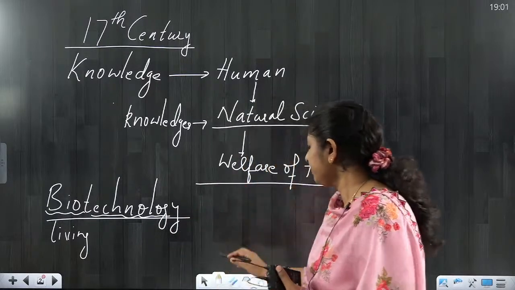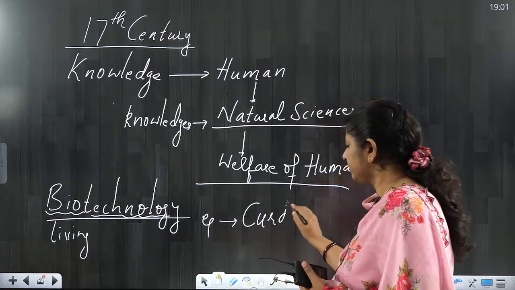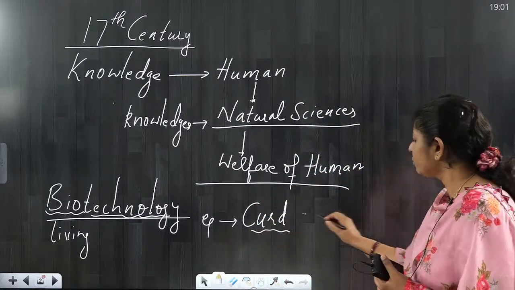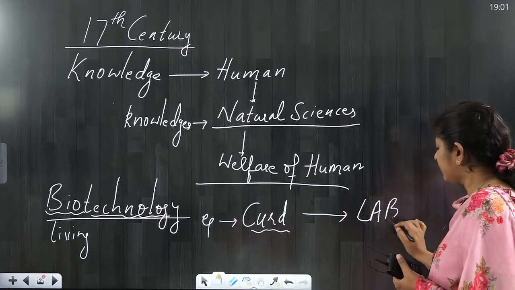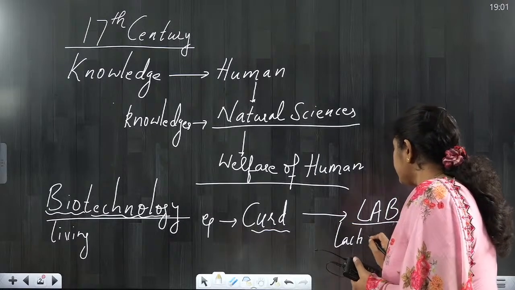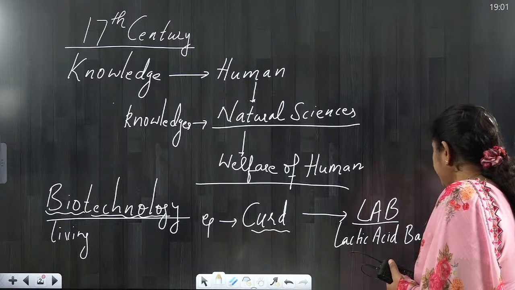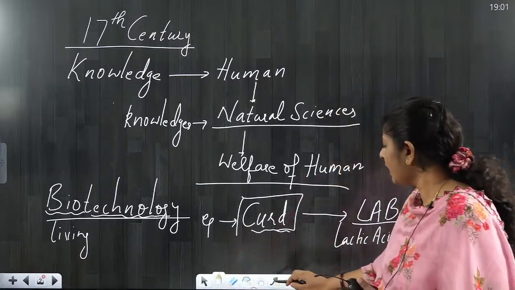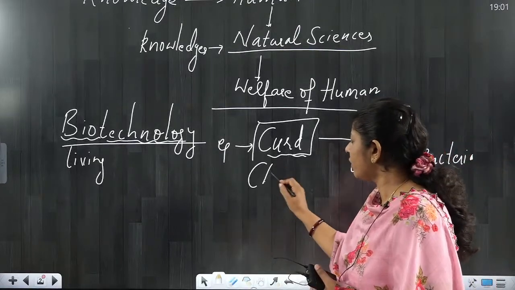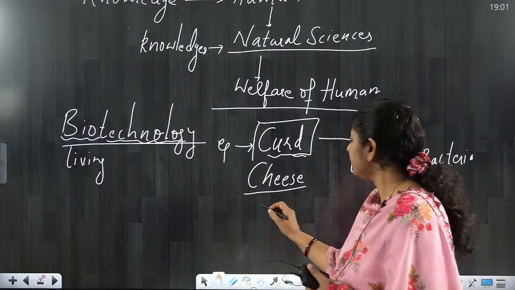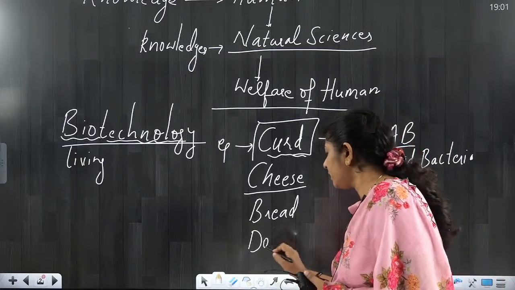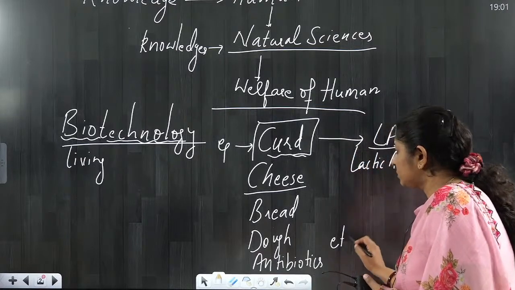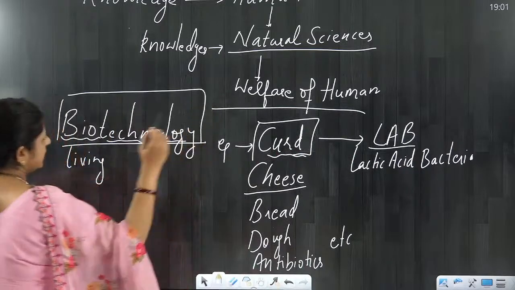For example, the formation of curd is the simplest example I can put. Curd, you know, we make by using a living organism, LAB. What is LAB? That is lactic acid bacteria. So we are using a living organism for the production of some useful product. Likewise, we are producing products like cheese, even the bread or dough we prepare, or any antibiotics we make. So all these products or techniques come under biotechnology.